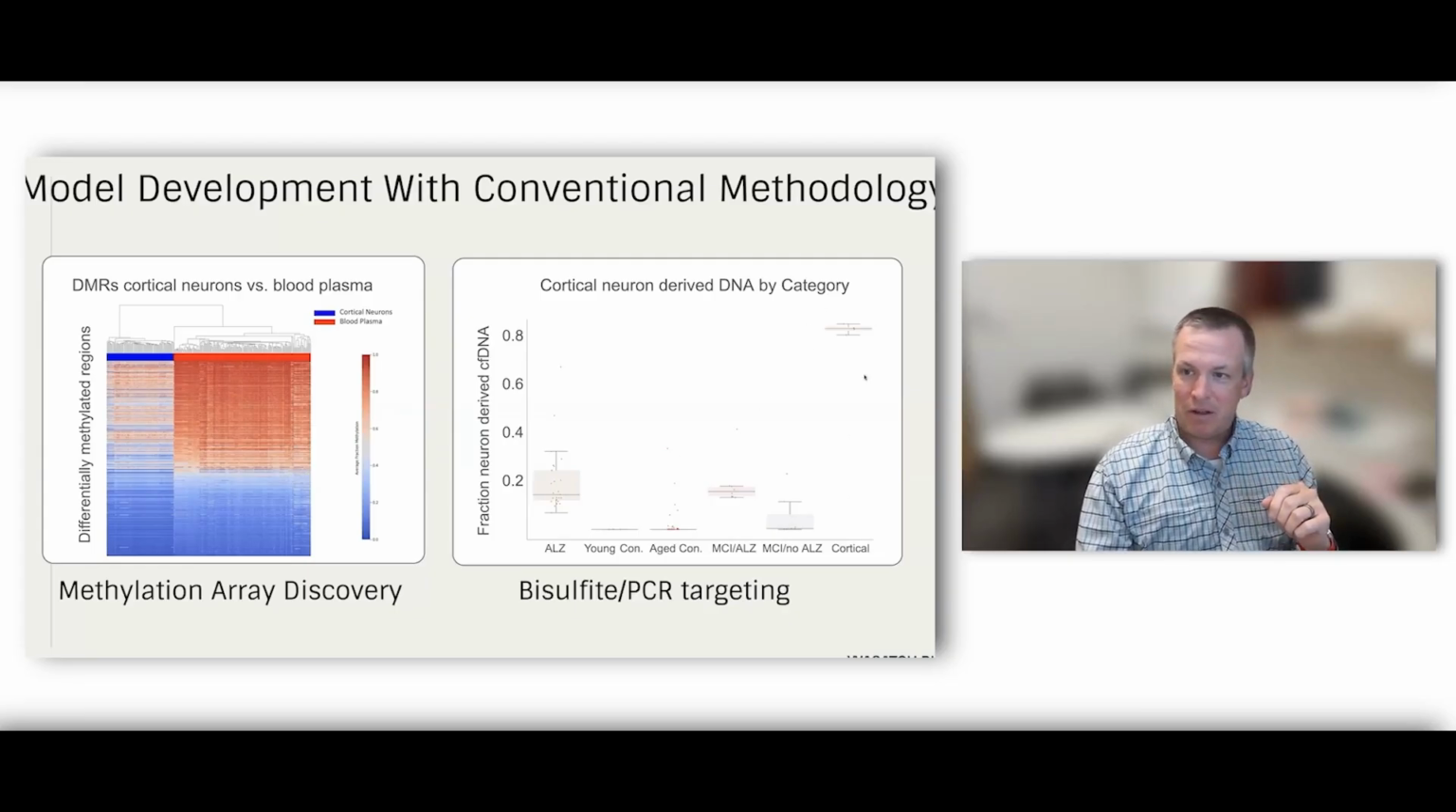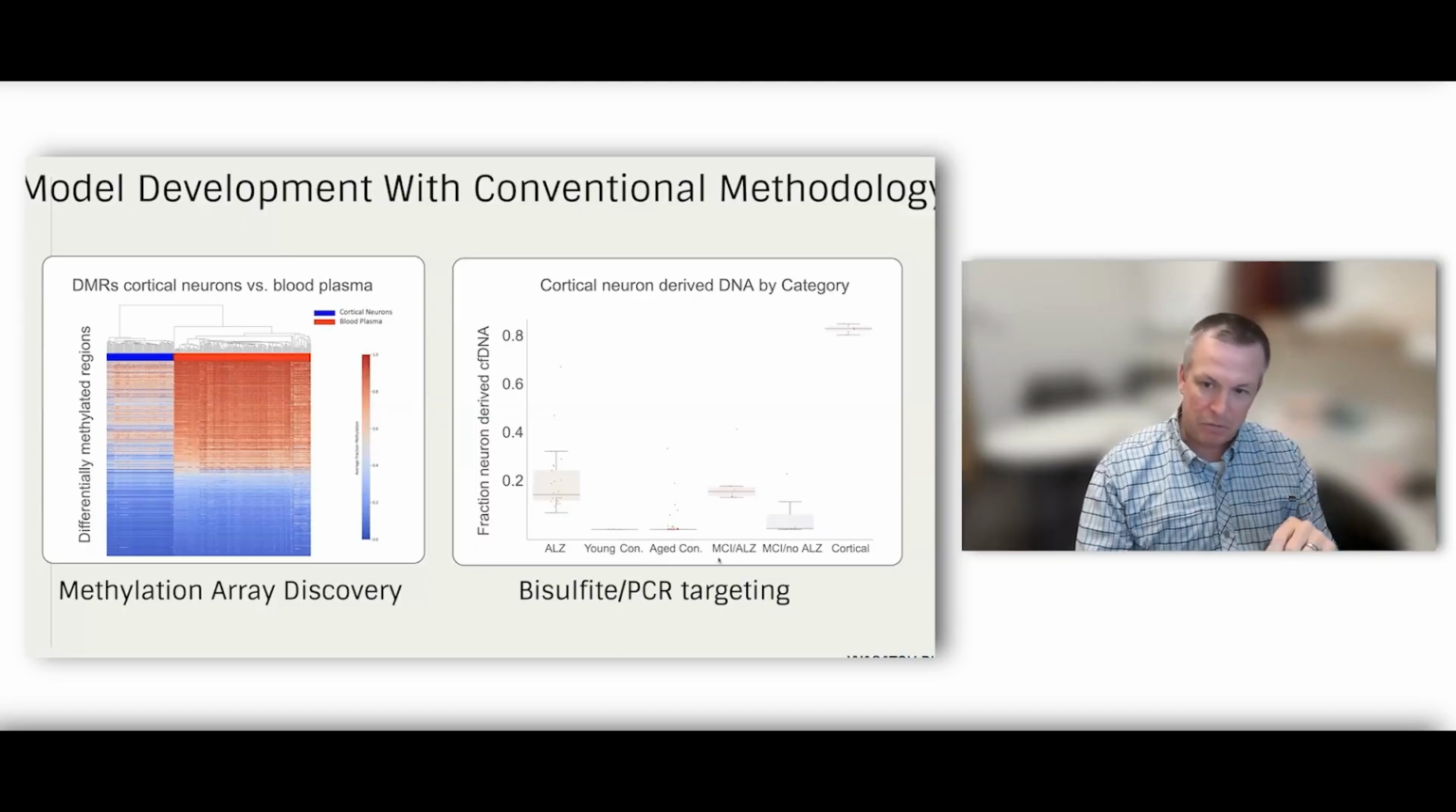And if we look at just, on the far right-hand side, just at cortical neurons, you can see that the vast majority of that is neuronally derived, right? It's coming from a cortical neuron. If you look on the left-hand side at this one position, patients with active Alzheimer's had high levels of neuron-derived cell-free DNA in their blood plasma. Young controls had virtually none.